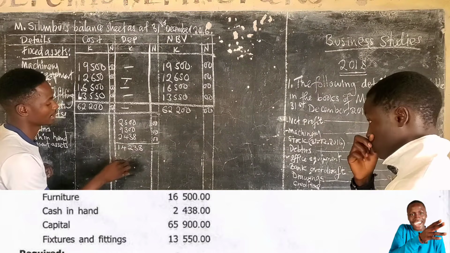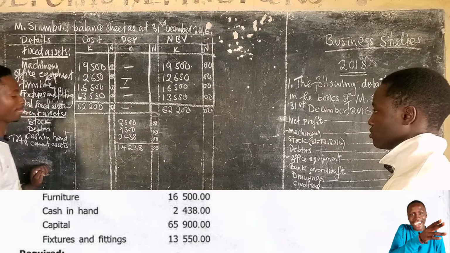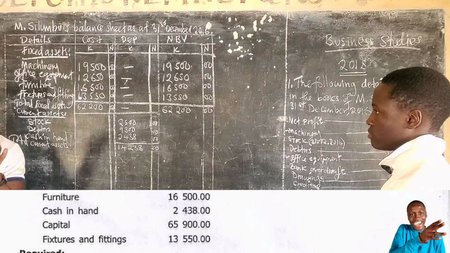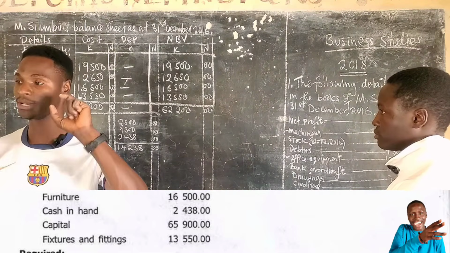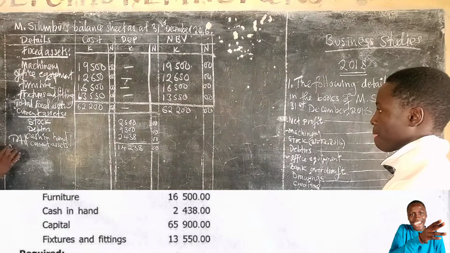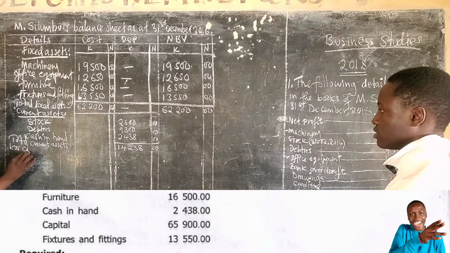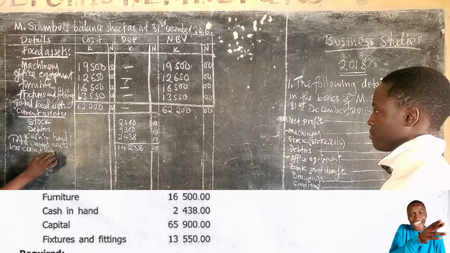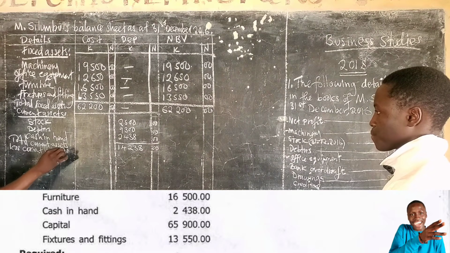14,238. Okay. Now, having looked at current assets, we go direct to the current liabilities. So you subtract them. So you can just say Less current liabilities.